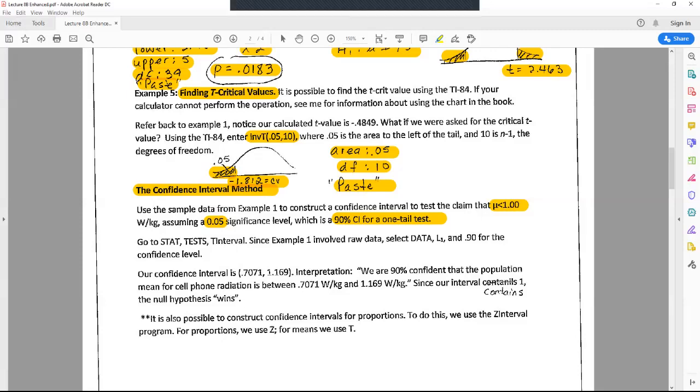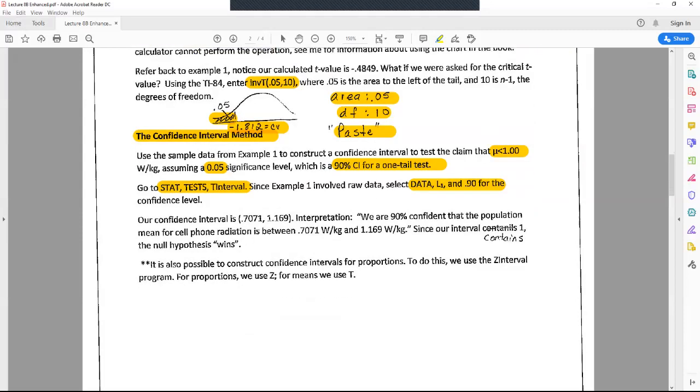If you want to use the confidence interval method, you just go to the calculator, you'll say stat tests, t interval, make sure it's t interval. And since we have the raw data from the cell phone radiation, we will select data. We will select L1 if that is where you chose to put the data. And then since this is a 90% confidence interval, you would do 0.90. Do not put 90. If you put 90 in there, it's going to give you some crazy results. So make sure that you put 0.9 for 90% confidence interval.